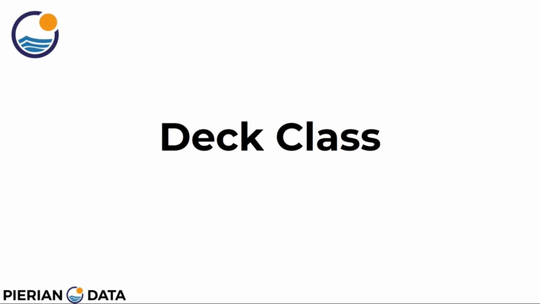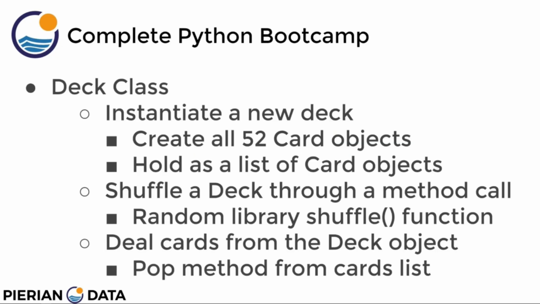Welcome back, everyone. To continue on with this lecture series, it's time to create a deck class. Let's talk a little bit about what this deck class should be able to do. There are three main things that we want to achieve with this deck class. The first is whenever we create a deck class, we would like it to instantiate a new deck, which essentially means create all 52 required card objects and then hold them as a list of card objects.